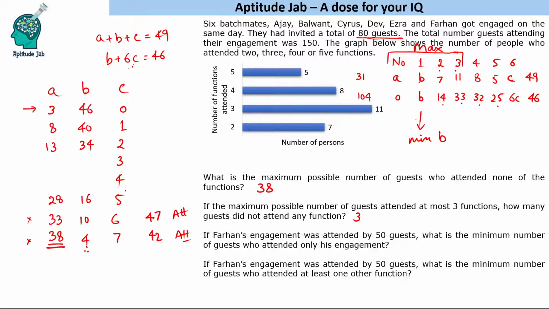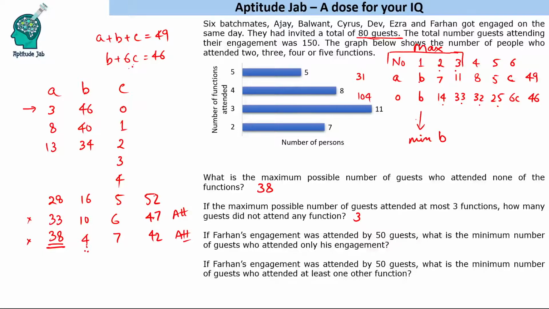Now, how many people are attending the functions? 52 people are attending the function. Overall, 52 people are attending all these functions. Now we have to find the minimum value of B, given that Farhan's function is attended by 50 guests.